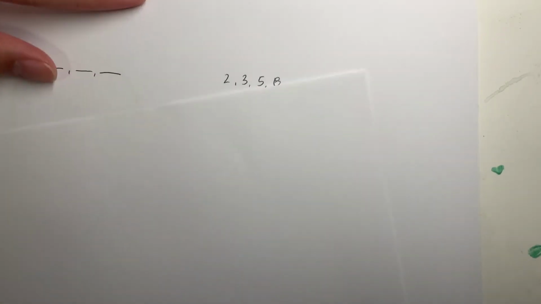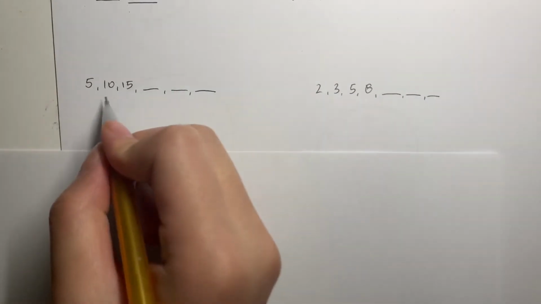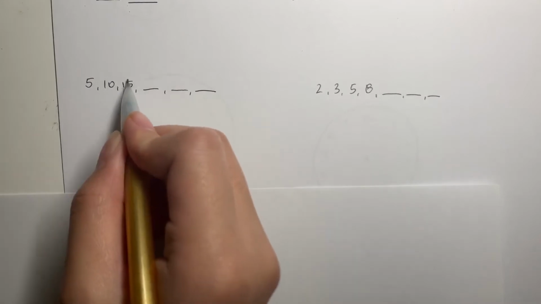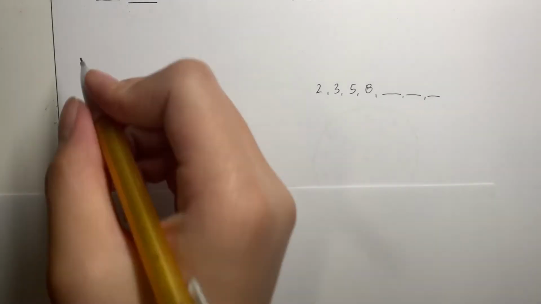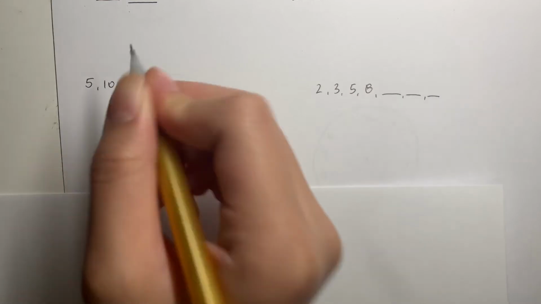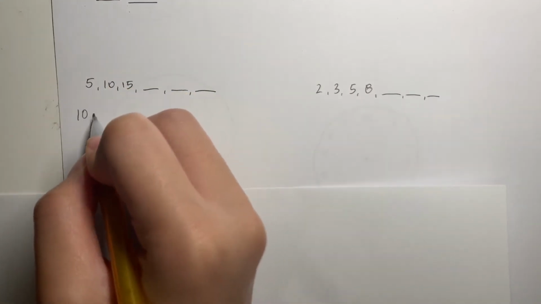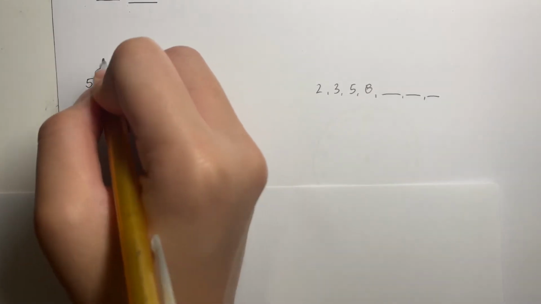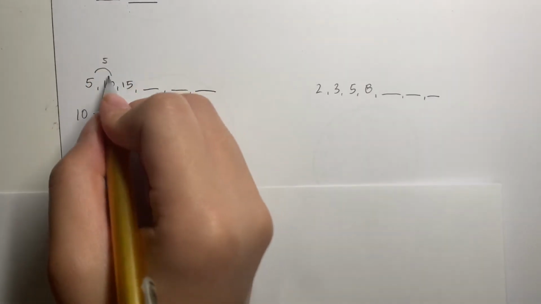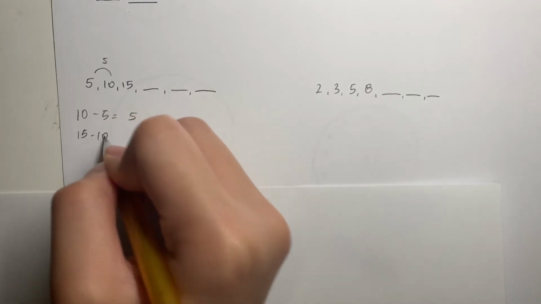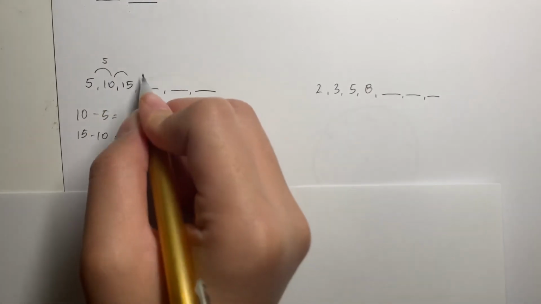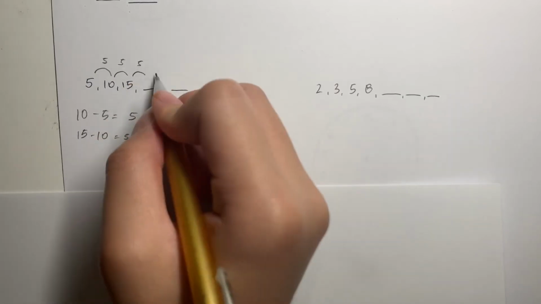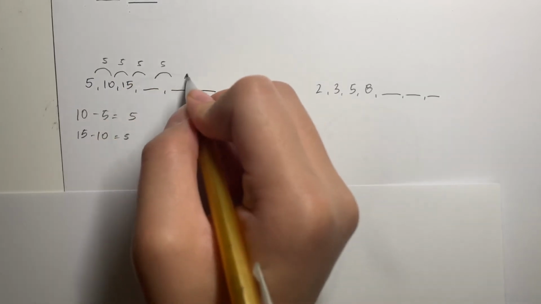Now we'll do number patterns. We have 5, 10, 15 and then blank, blank, blank. So we have to find the difference between each number in the pattern. So 5 plus what equals 10? Well, you can think of this as 10 minus 5 equals what? That'd be 5. So we know that the gap between these two numbers is 5. Now what about these two numbers? 15 minus 10 also equals 5. So we know that each number in the pattern will be going up by 5. So this will be a gap of 5, this will have a gap of 5, this will have a gap of 5.